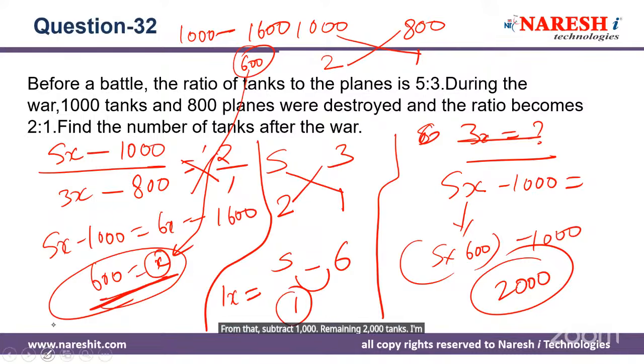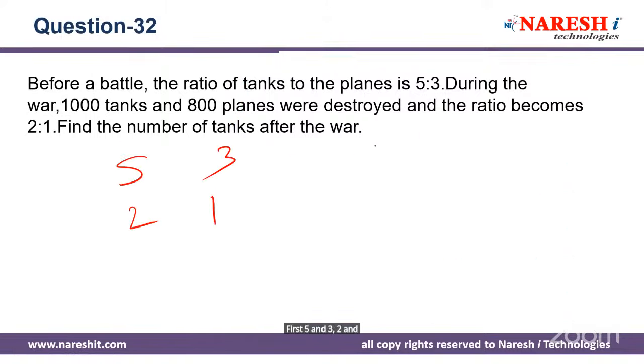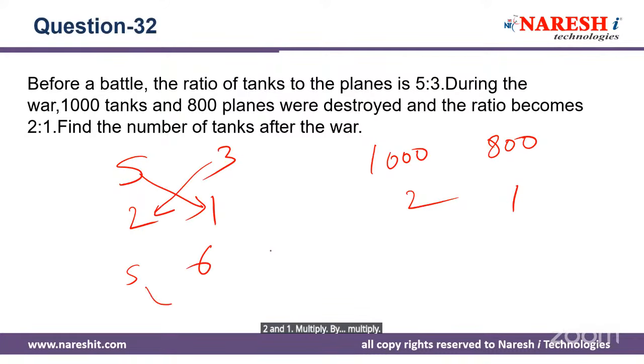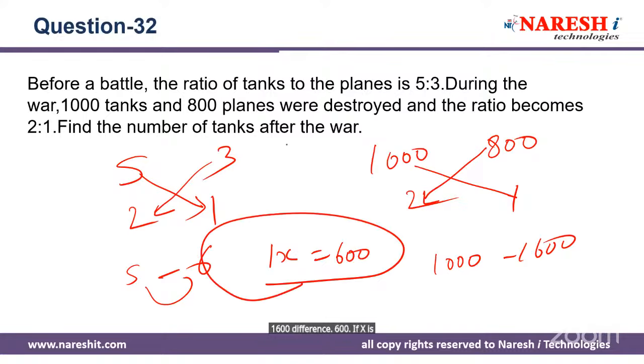I'm explaining the shortcut one more time. Don't worry. First 5 and 3, 2 and 1. Then 1,000 and 800, 2 and 1. Multiply 5. Multiply 6. Difference 1x. Multiply 1,000. Multiply this 1,600. Difference 600. If x is 600, then 5x will be 3,000. After the war, 1,000 removed. Final answer will be 2,000 tanks present. I hope all of you are clear now.